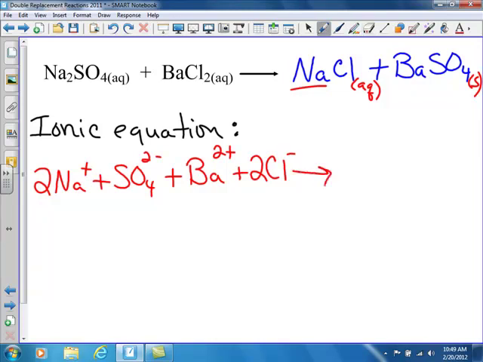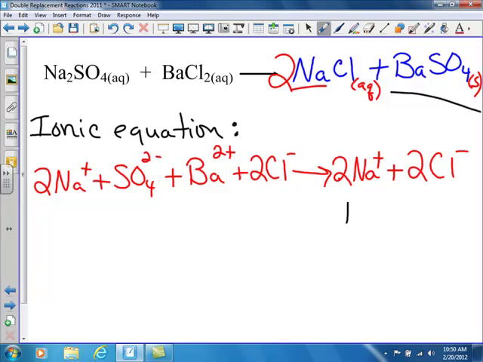And that's going to yield, okay. Oh, I just should have balanced this. I'm sorry, I needed 2 there. Needed to balance this. And that's going to give me 2 Na plus ions plus 2 Cl minus ions. And then this does not get broken apart, so it's plus BaSO4, which is still a solid. So that's my ionic equation.